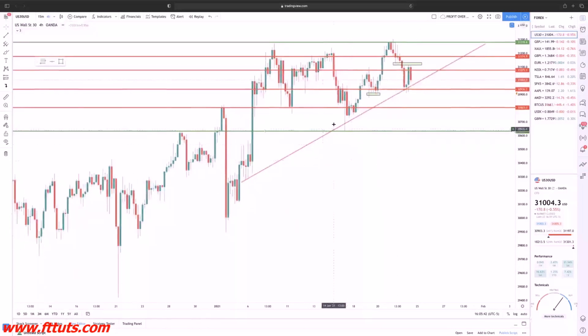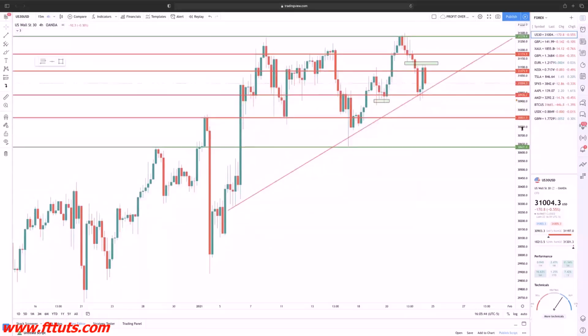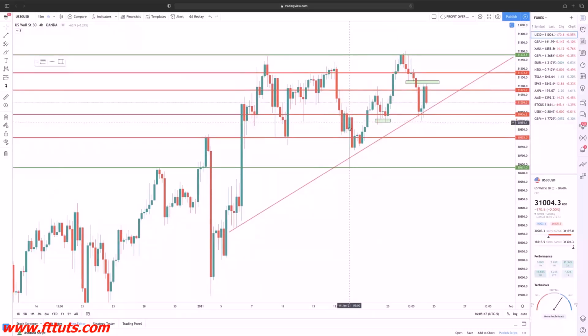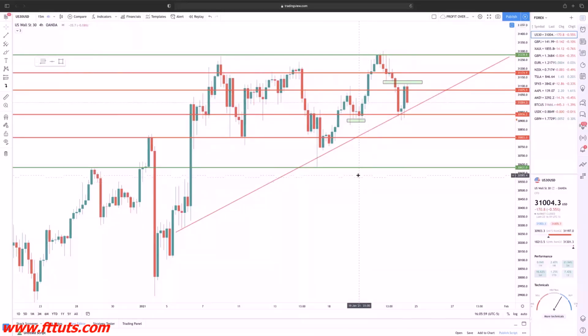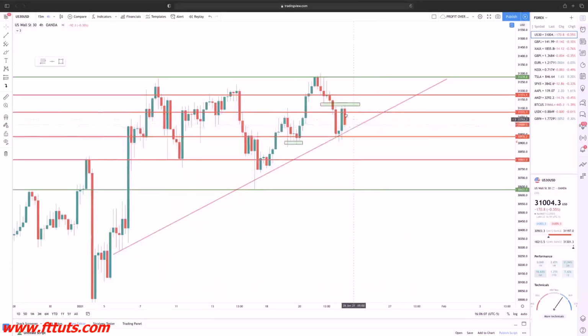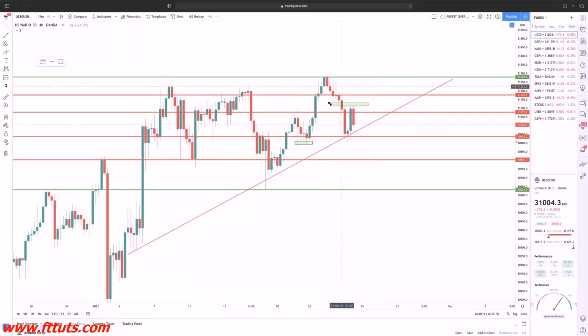When this is broken, I expect even more drops, like significant drops. See how the other day, look at this wick, it came down here, touched it, and rejected all the way up, because this level right here, which is 30,631, is a key level. If it breaks this level, it's gonna be in trouble. Also, obviously, look at this trend line. If it touches the trend line and goes up, it's gonna make new highs.